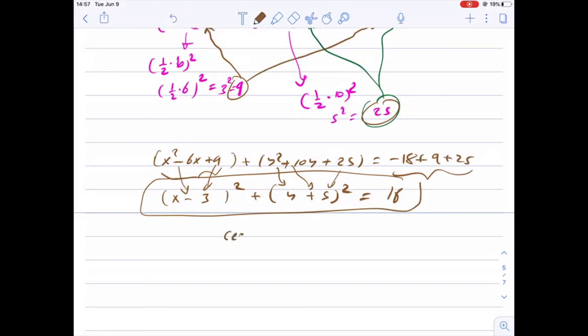So what is the center? The center is (h, k). h is 3 and k is negative 5, because originally we have a positive 5 in the parentheses, which gives negative 5 for k. Or you just change the signs of these numbers. If it's negative, we make it positive. If it's positive, we make it negative. And the radius is the square root of 16, which is 4.